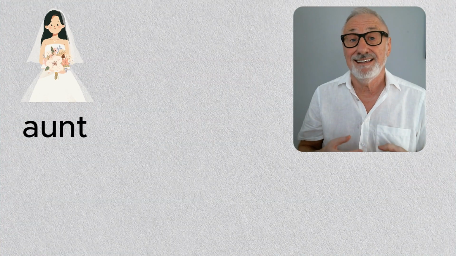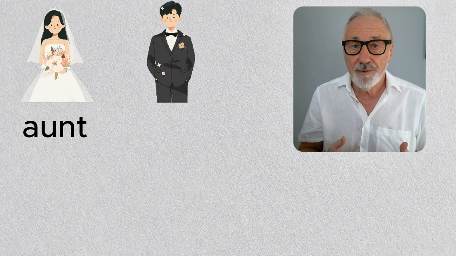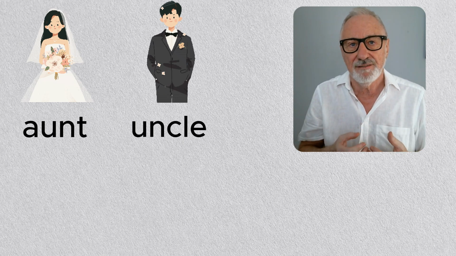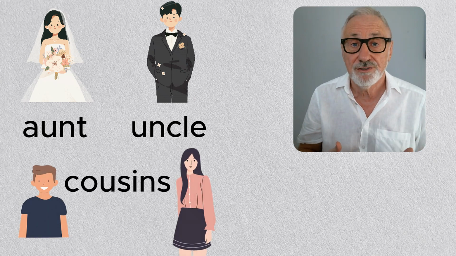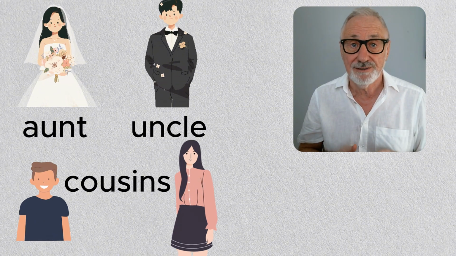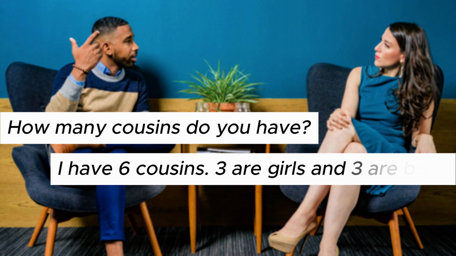Now Bob's aunt is married, and the person that she's married also becomes Bob's uncle, even though they're not blood relatives. And their children become Bob's cousins. The word cousin works for both boys and girls. How many cousins do you have? I have 6 cousins. 3 are girls and 3 are boys.